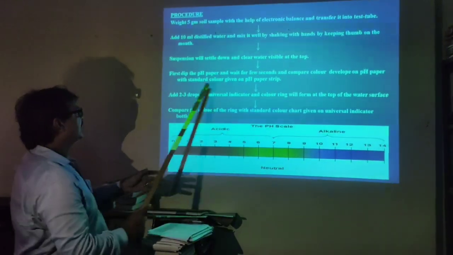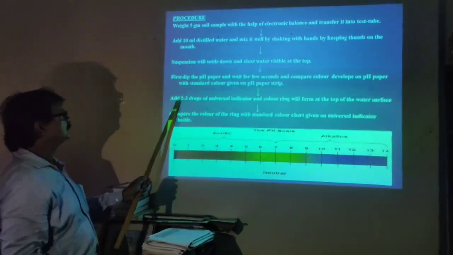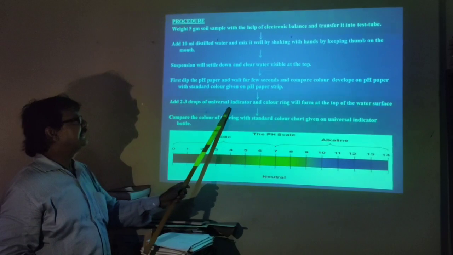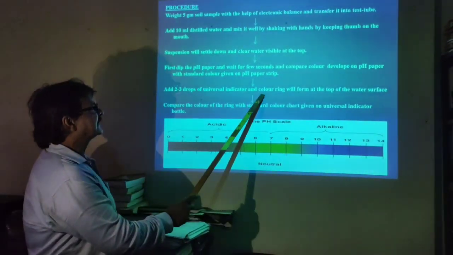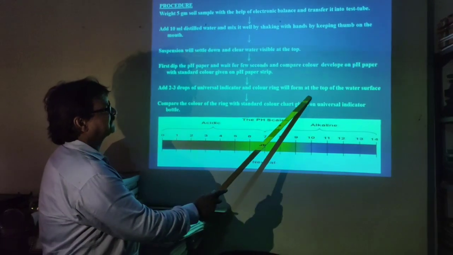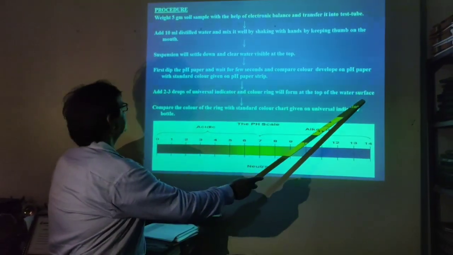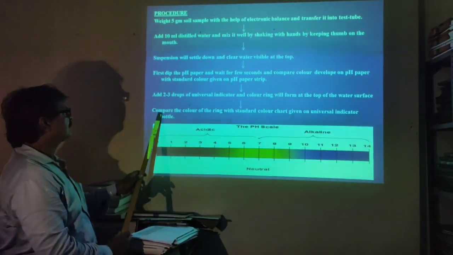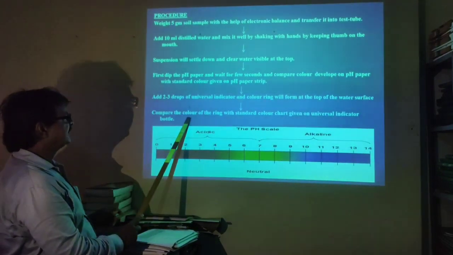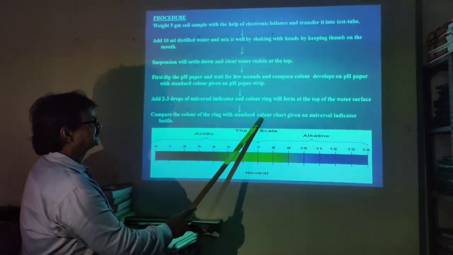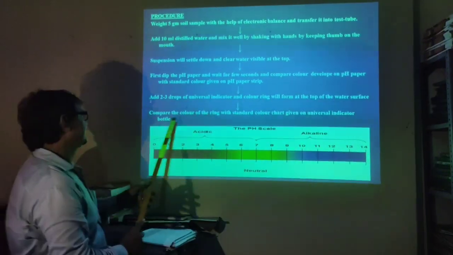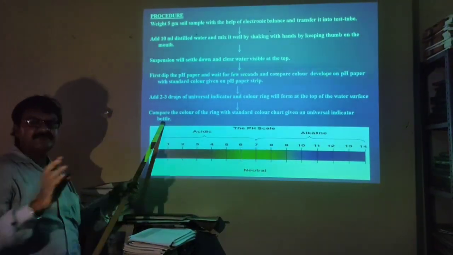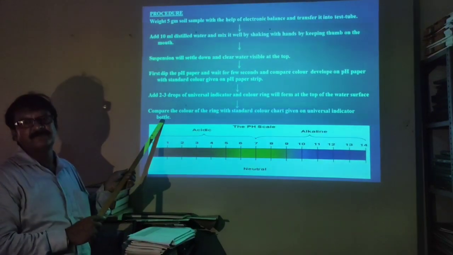you have to add 2 to 3 drops of universal indicator. By addition of universal indicator, a color ring will form at the top of the water surface. Then we have to compare this color with the standard color chart which is given on the universal indicator bottle, and whatever pH is there, we have to note down.